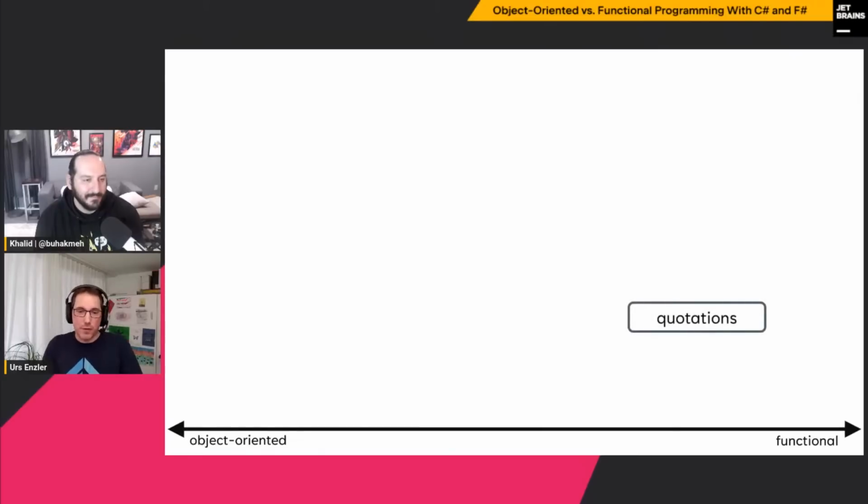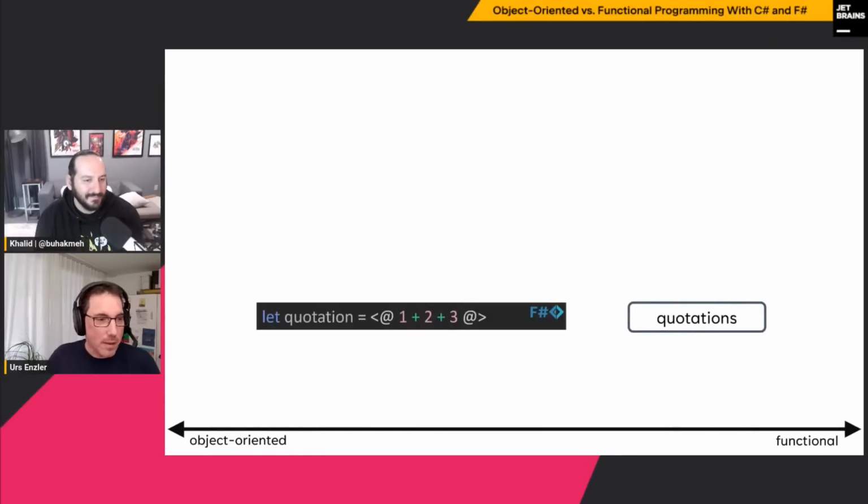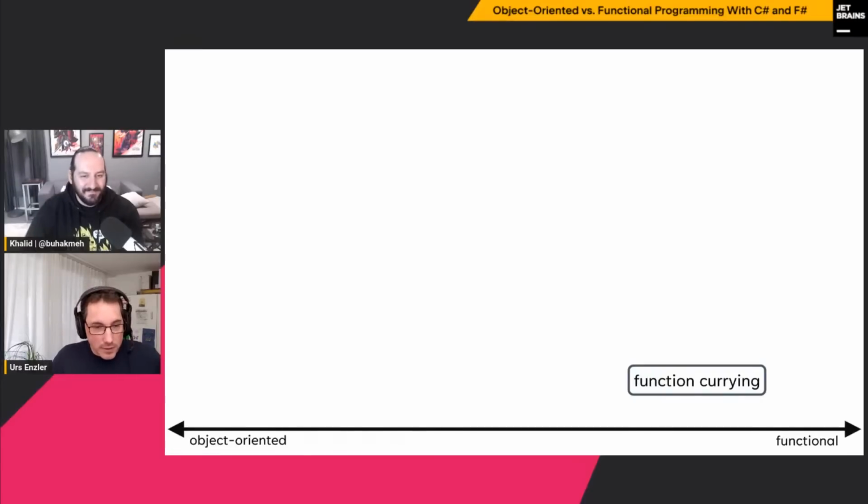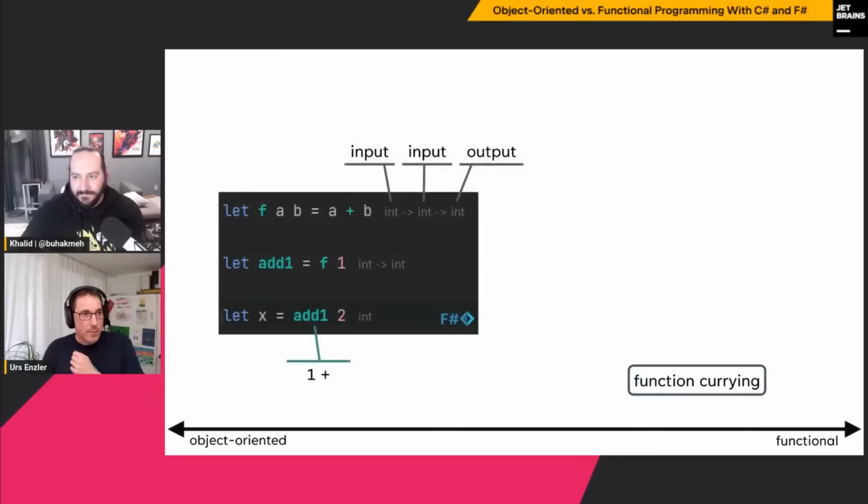Another language feature is quotations. And you know that even if you don't know the name, because it's things like, we have a calculation 1 + 2 + 3. That's a quotation. If you know C#, you know expressions. That's the same thing. It's not called expressions in F# because in F# everything is an expression, and that would be completely confusing.